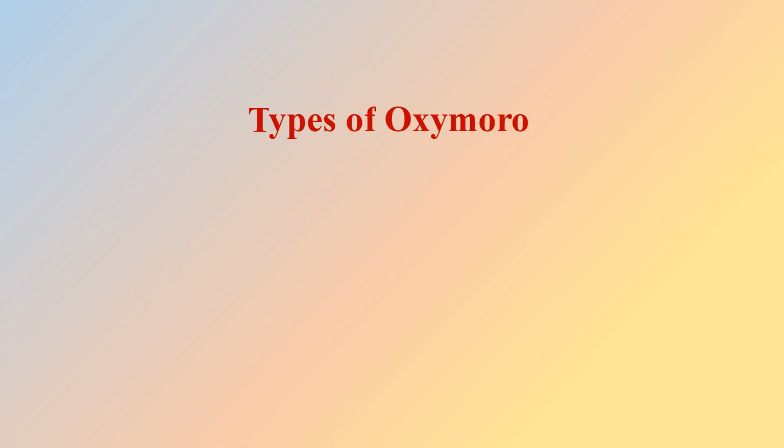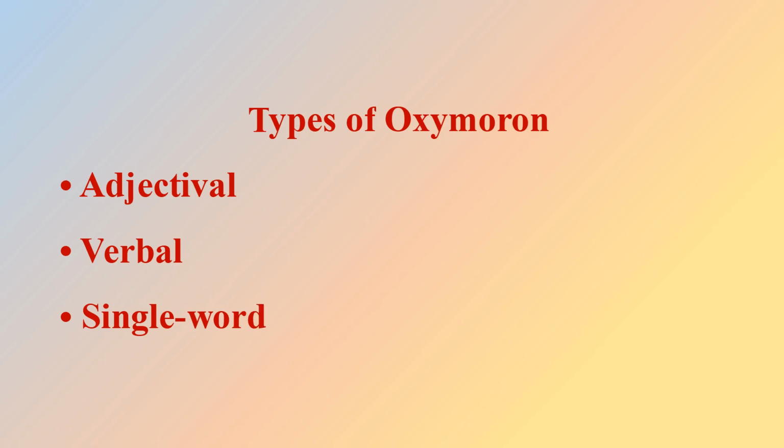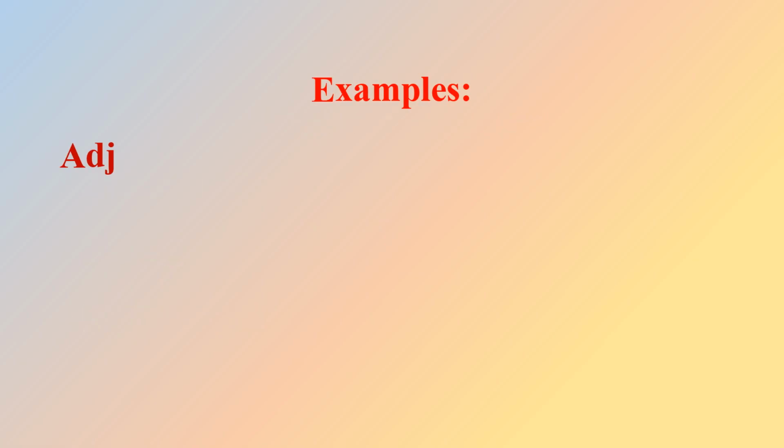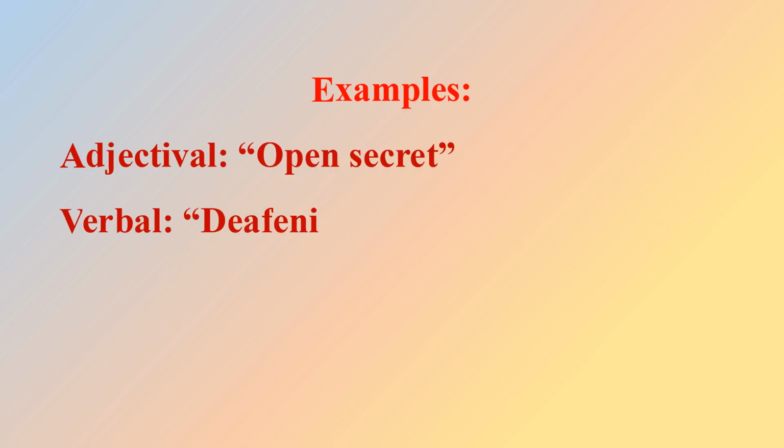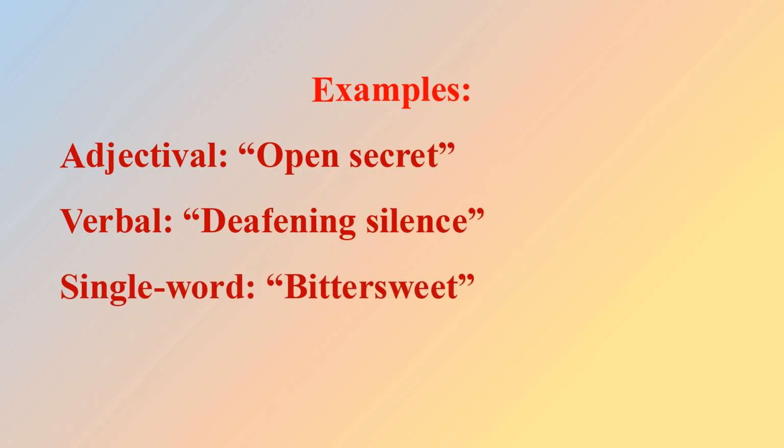Oxymorons can be grouped based on structure. Some use adjective and noun, some use verbs, and some combine meaning inside one word. In adjectival oxymorons, an adjective contradicts the noun, like open secret. Verbal oxymorons mix action and description, such as deafening silence. Single-word oxymorons combine opposite meanings inside one word, like bittersweet.